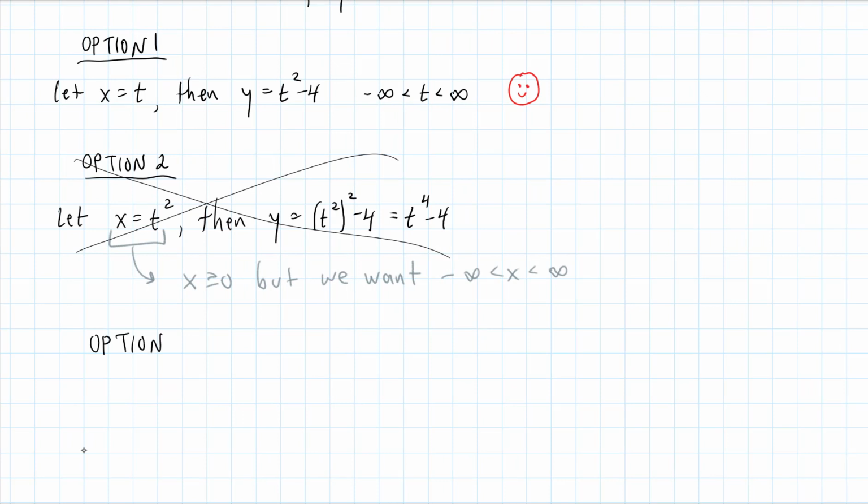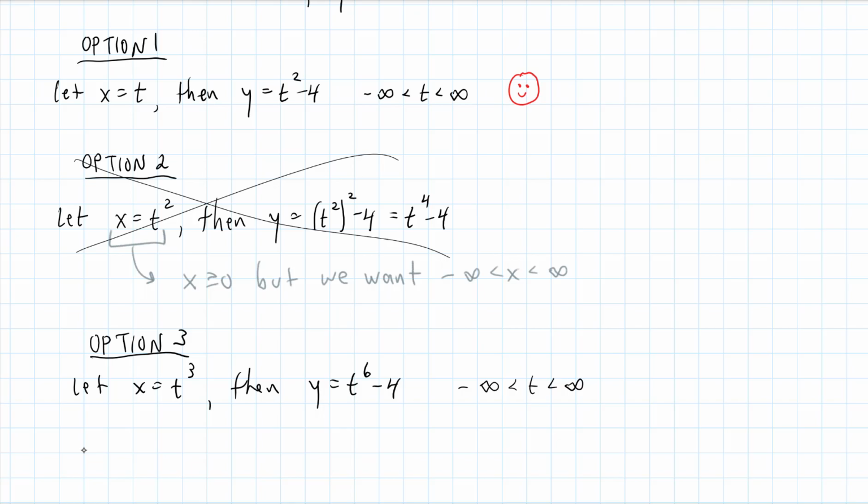So, option 3. What if I let x be t cubed? Ooh, now x could be negative numbers because we can get negative numbers out of t cubed. Then y would be t to the 6th minus 4, and I'm going to let t be any real number because then, if t can be any real number, I'm going to get every possible value of x. So I think that's going to work.